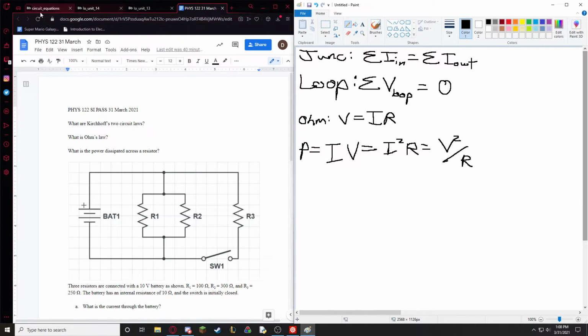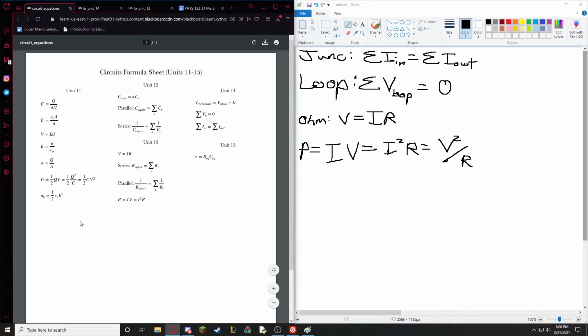Does he actually, I'm pretty sure he gives you that on your formula sheet as well. No, he does not, but that's easy enough to derive, I'm sure. Okay, yeah. He does just give I squared R.